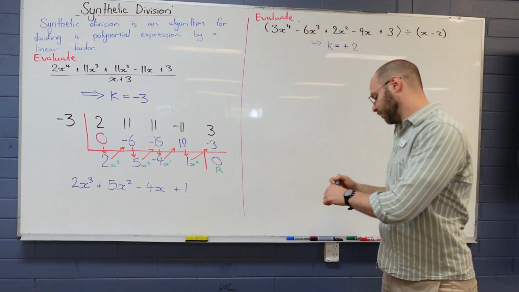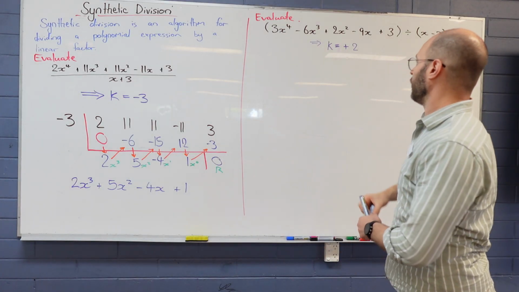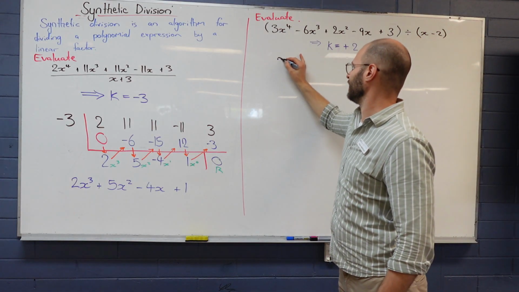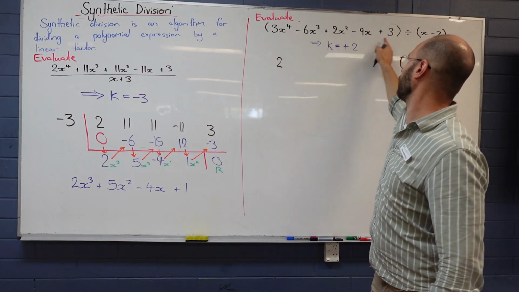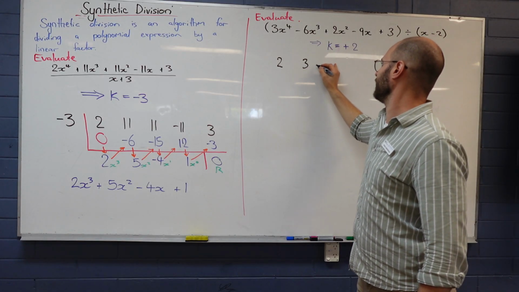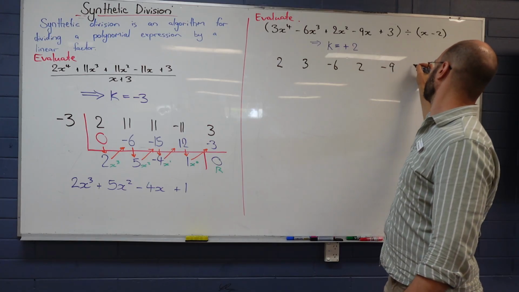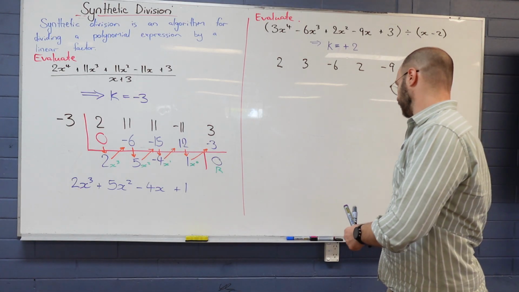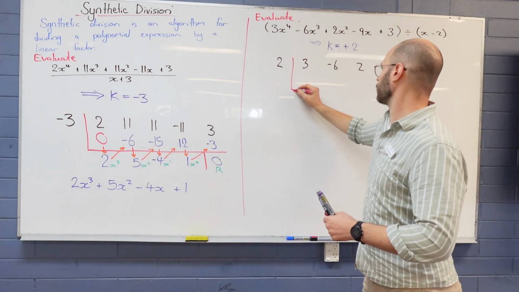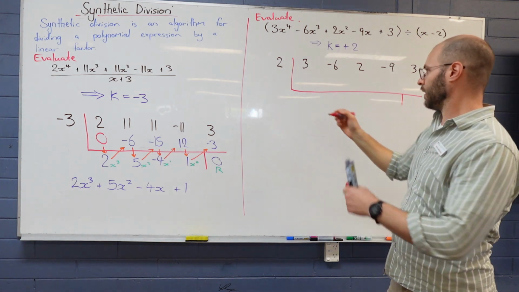Moving along, I set myself up. I'm going to list the k. In this case, it's 2. Then I list all the coefficients. 3, minus 6, 2, negative 9, and 3. Doing the bounding box, and put the 0.